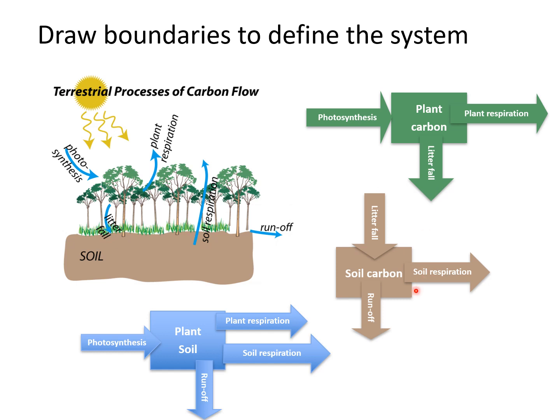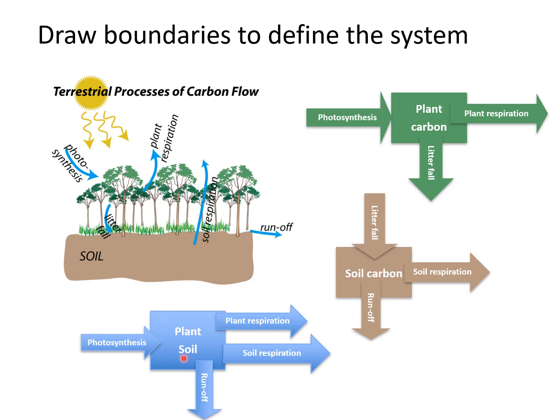If we take soil as our starting system, soil carbon is our stock. Litterfall now turns into an incoming flux for our starting system. Soil respiration is the outgoing carbon flux, and soil loss during runoff is a second outgoing flux.